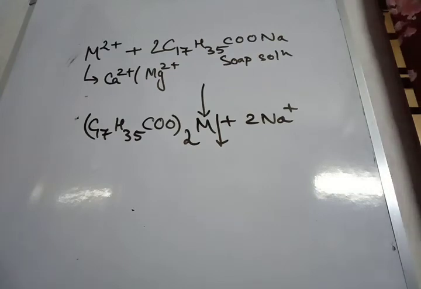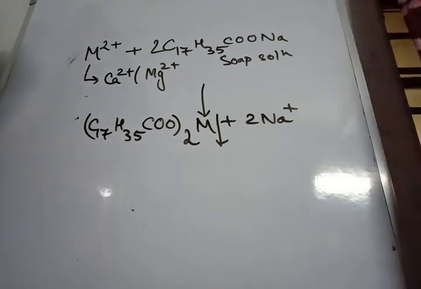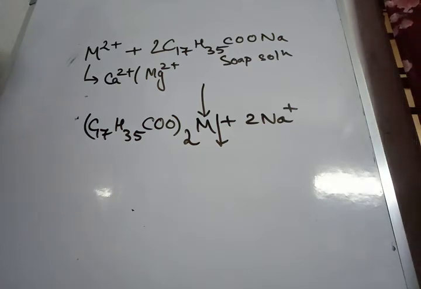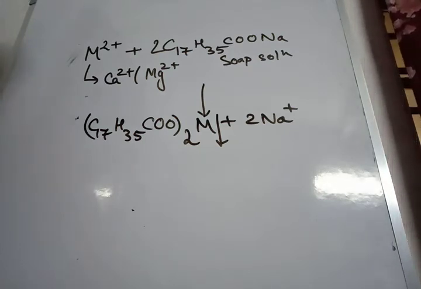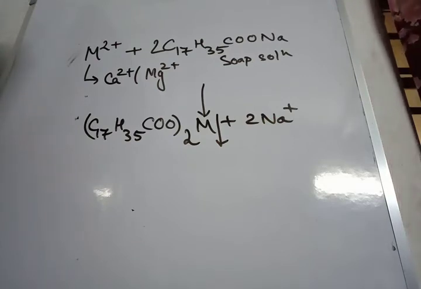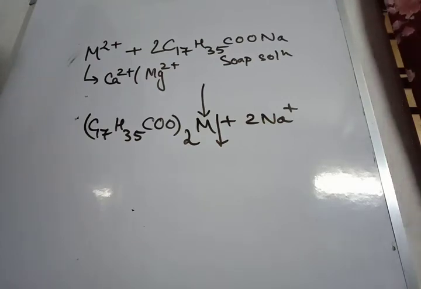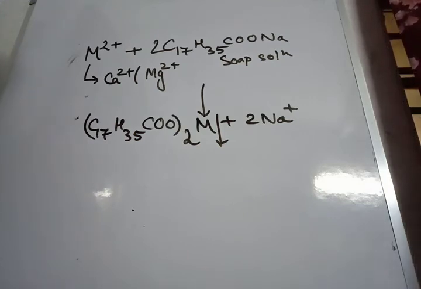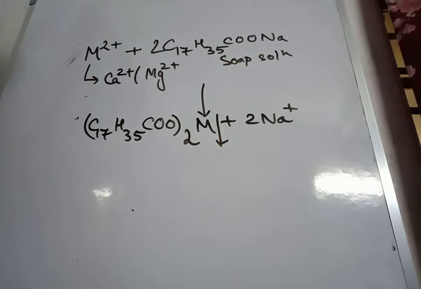Now we come to the types of hardness of water. First is temporary hardness. Temporary hardness is due to the presence of dissolved bicarbonates of calcium and magnesium, which can be removed either by boiling or by the calcium hydroxide method. Next, permanent hardness. Permanent hardness is due to the presence of dissolved chlorides and sulfates of calcium and magnesium.